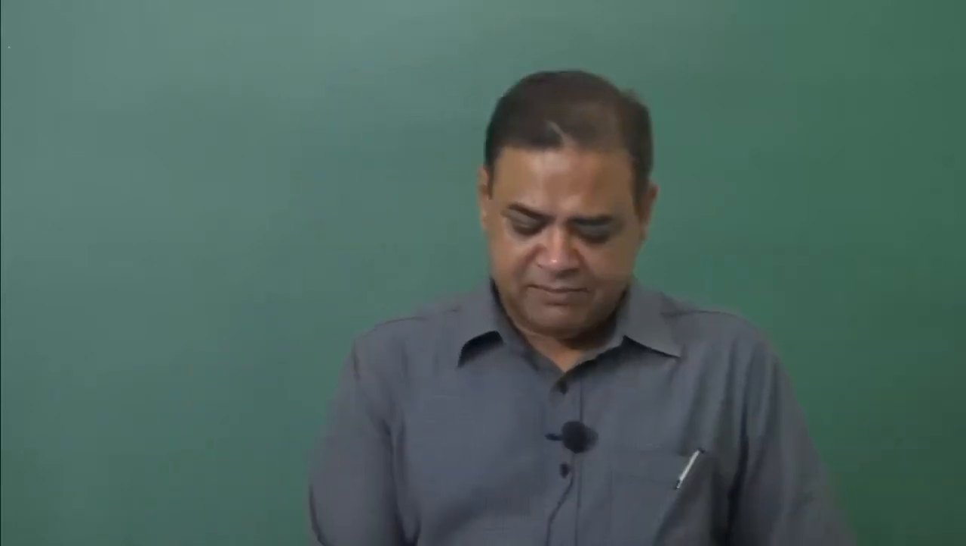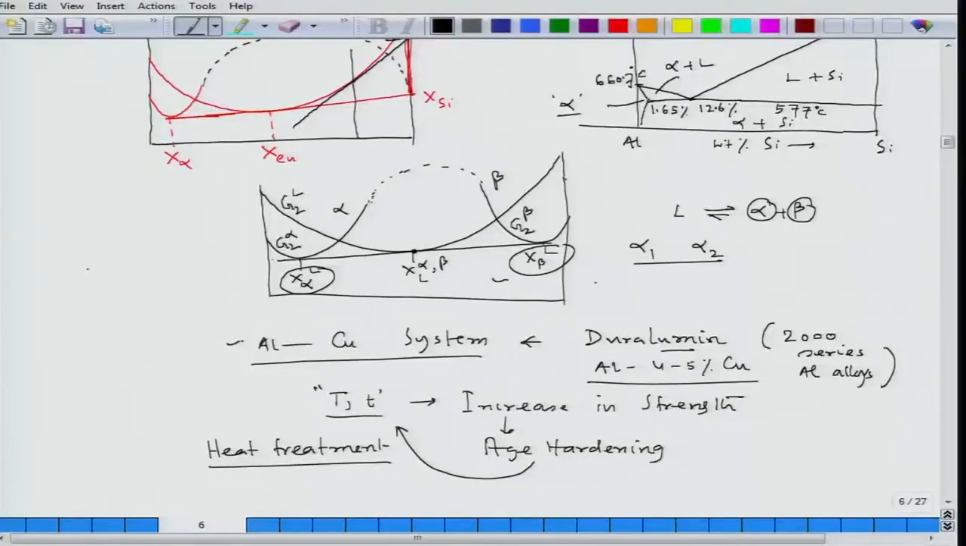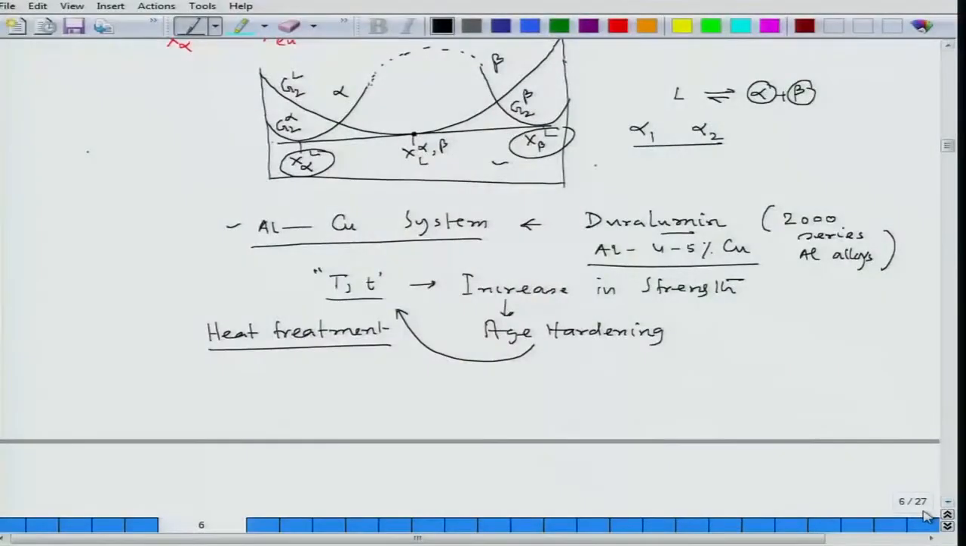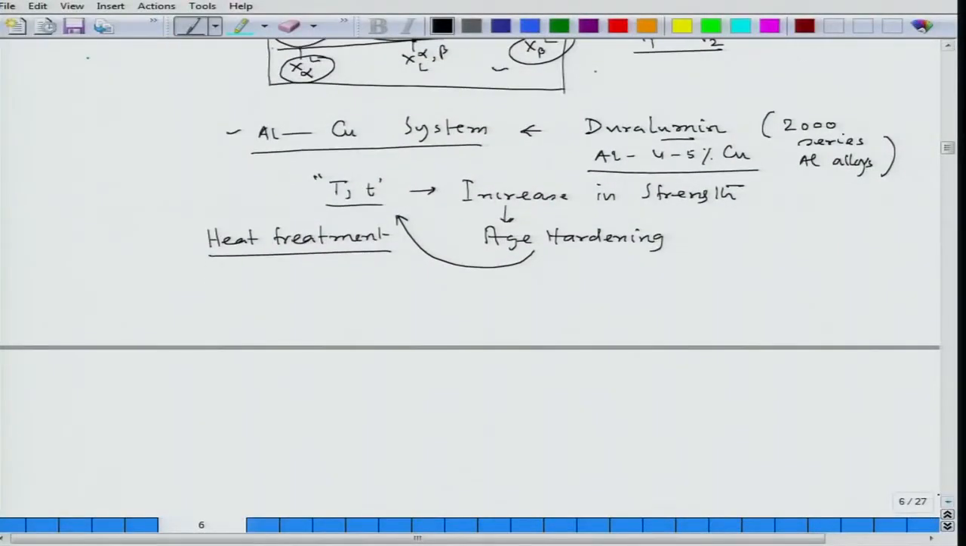So this aluminum copper system is an important system to look into, so that we could understand the concept of age hardening. Now, we have been looking at phase diagrams. For the entire last 10, 12 classes, we talked about phase diagrams. Now, what could be the importance of the phase diagram? There should be some importance of the phase diagram with regard to heat treatment.